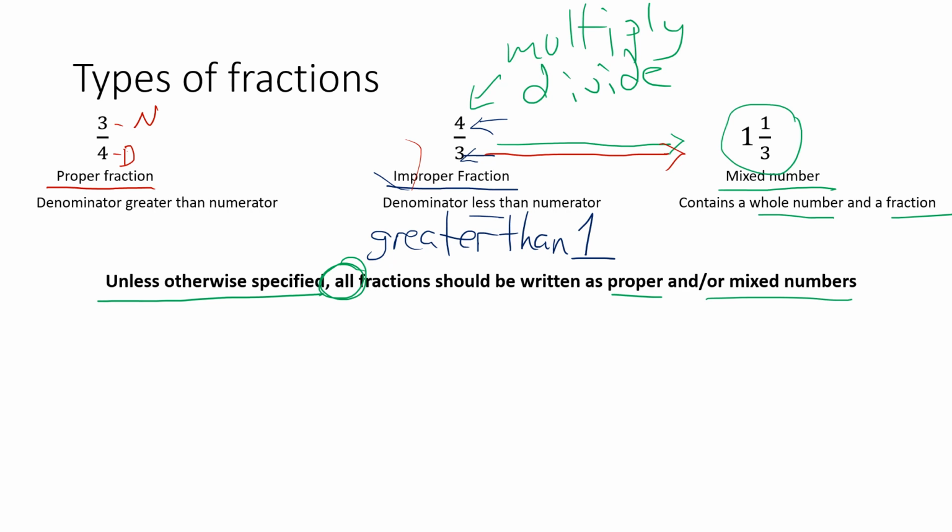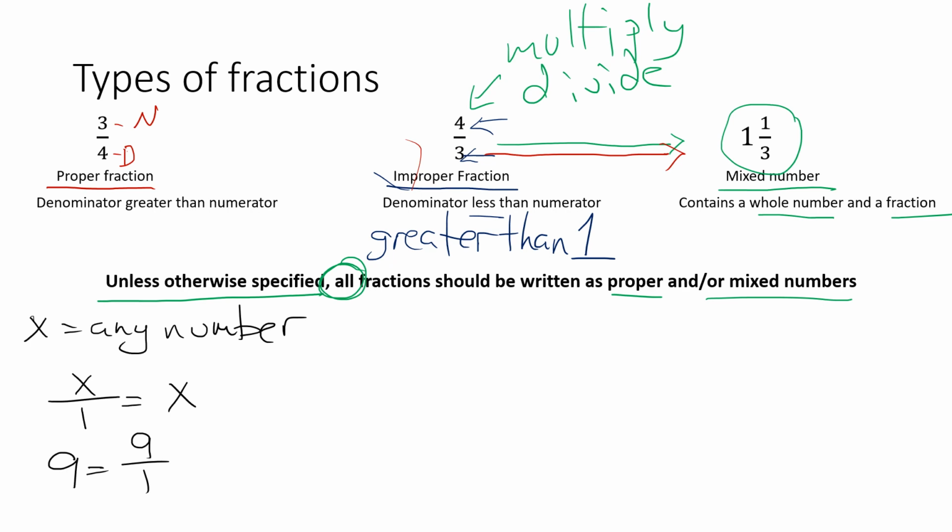There are also some generic fraction formulas that you should know just in general. I would work on committing these to memory. So if we use x for just any number, it could be 2, it could be 3, it could be 576. Any number x over 1 equals x. That's how you write a whole number as a fraction. So if I wanted to write 9 as a fraction, it would just be 9 over 1.